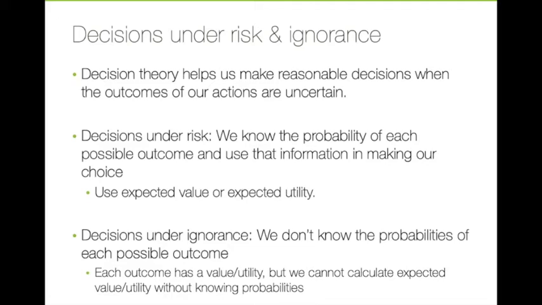However, we don't always know the chances of each outcome, or we don't have a way of reasonably estimating them. Decisions in those circumstances where we don't know the probabilities are called decisions under ignorance. In these cases, each outcome has a value or utility, but we can't calculate the expected value or utility of each choice because we don't know the probabilities. So in decisions under ignorance, we can't compare expected utilities to figure out which choice is best. We need a different way.